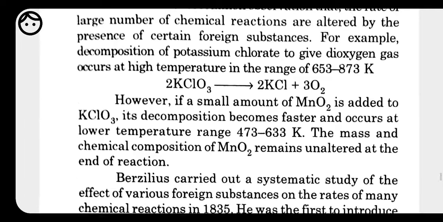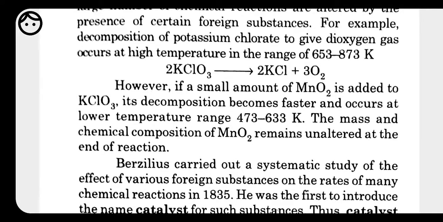Here, in this reaction, we have added a small amount of manganese dioxide. Because we are using manganese dioxide, it acts as a catalyst. Why? Because it does not get involved in the reaction; it only increases the rate of reaction without making any type of bond with the reactant. So that is called a catalyst.